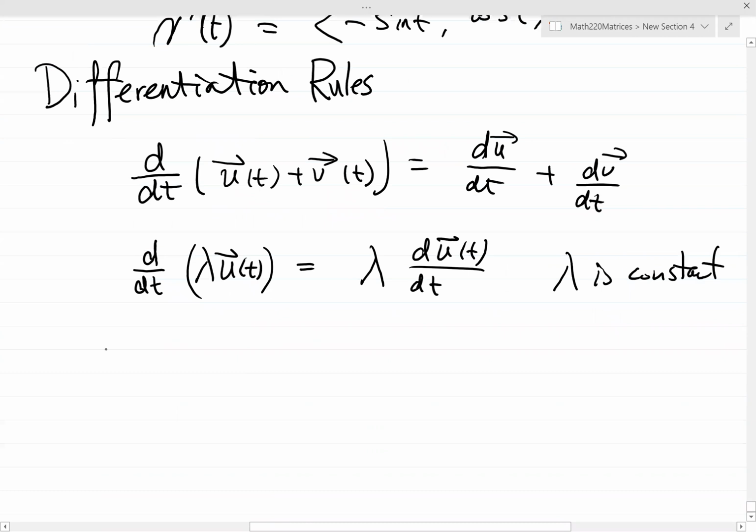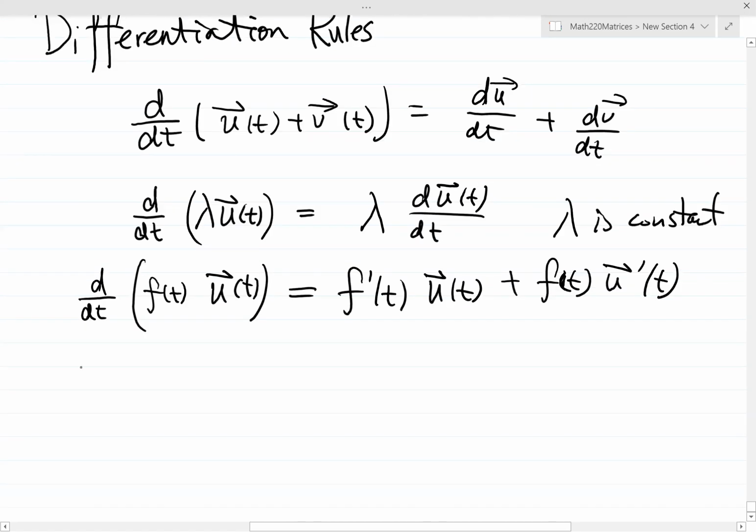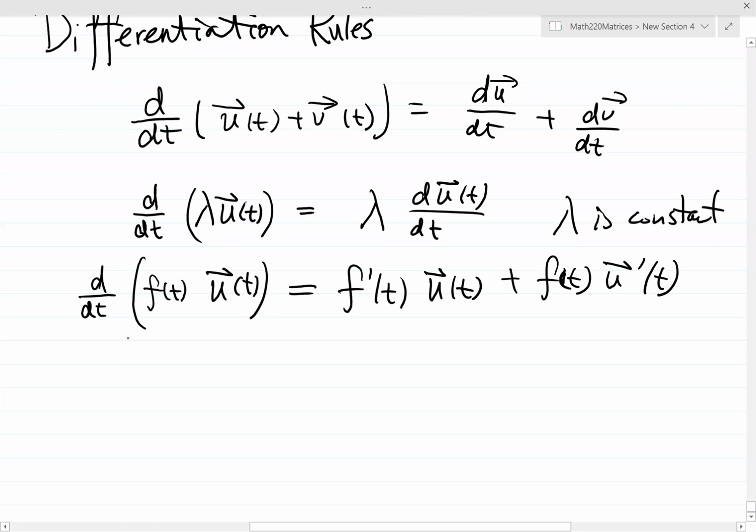And we have the product rule. Now if we multiply a vector by a scalar, here the scalar is actually a scalar function f, so we get the f derivative, we have the product rule. You just write down the product rule component-wise. And we have the product rule for dot product and cross product.